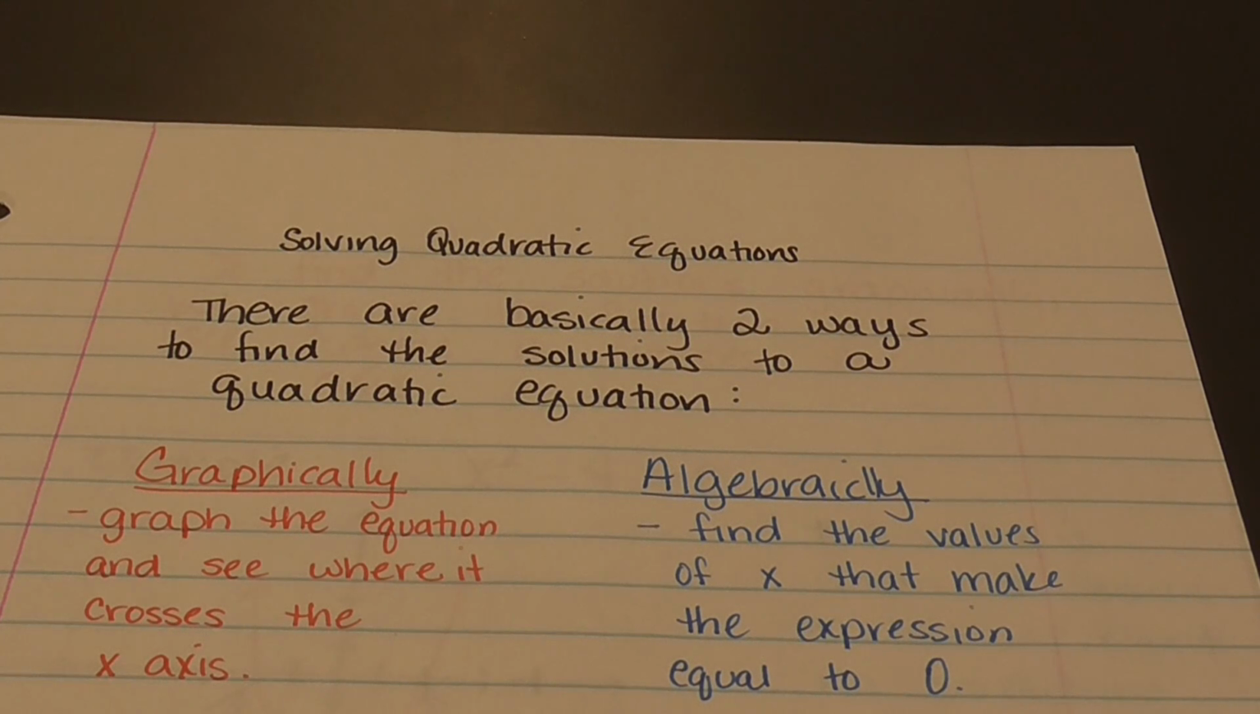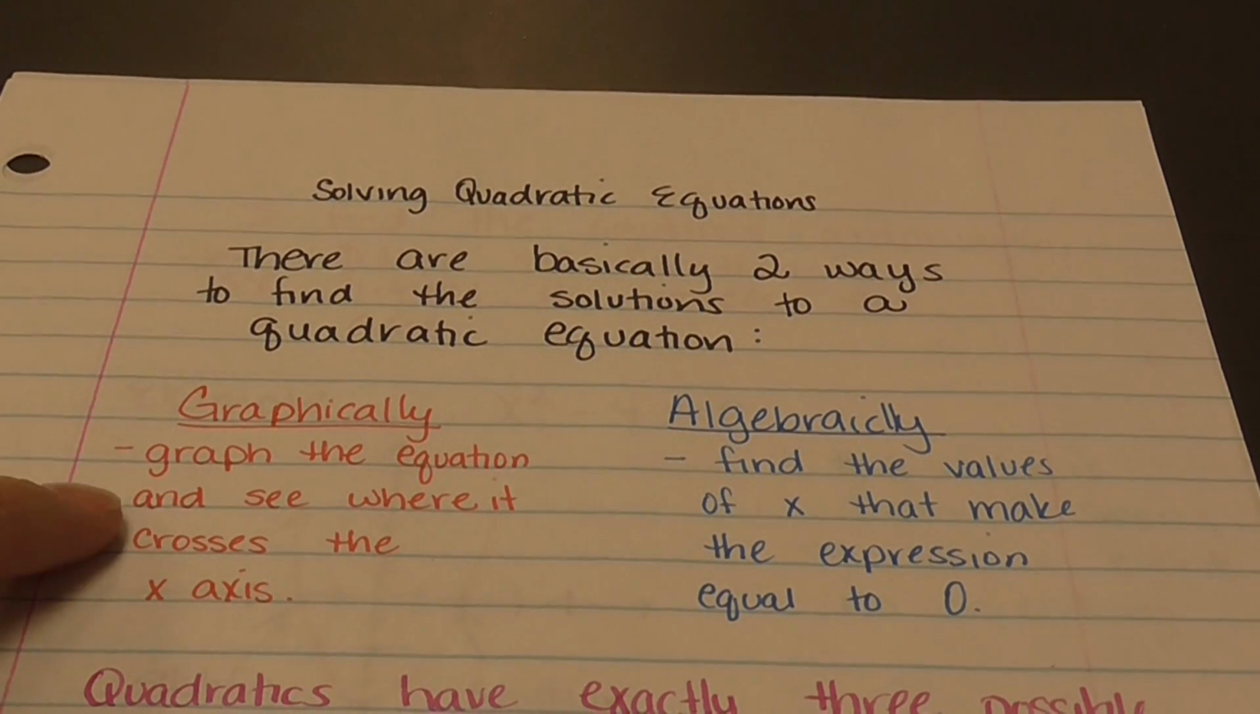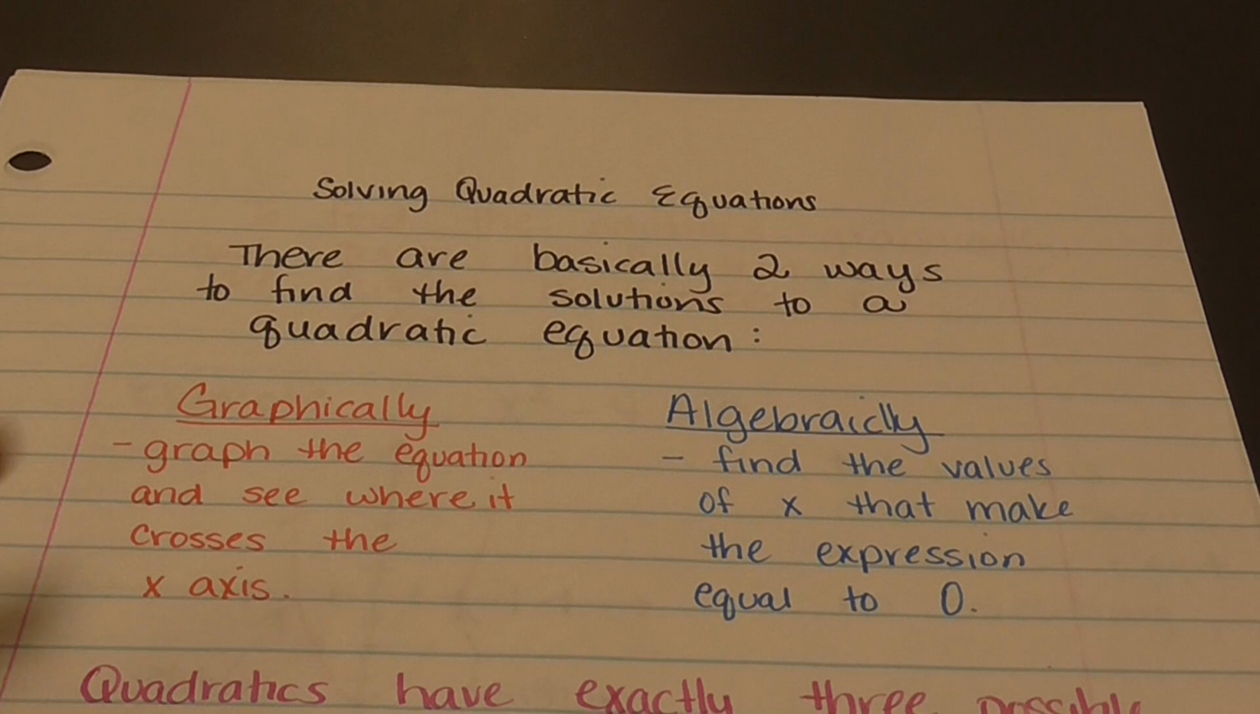As we get into solving quadratic equations, there are two basic ways to solve them: graphically and algebraically. First, graphically means graphing the equation and seeing where it crosses the x-axis. Keep in mind, solutions, x-intercepts, roots, and zeros all mean the same thing. So when we're talking about finding solutions, we're really just talking about finding x-intercepts.